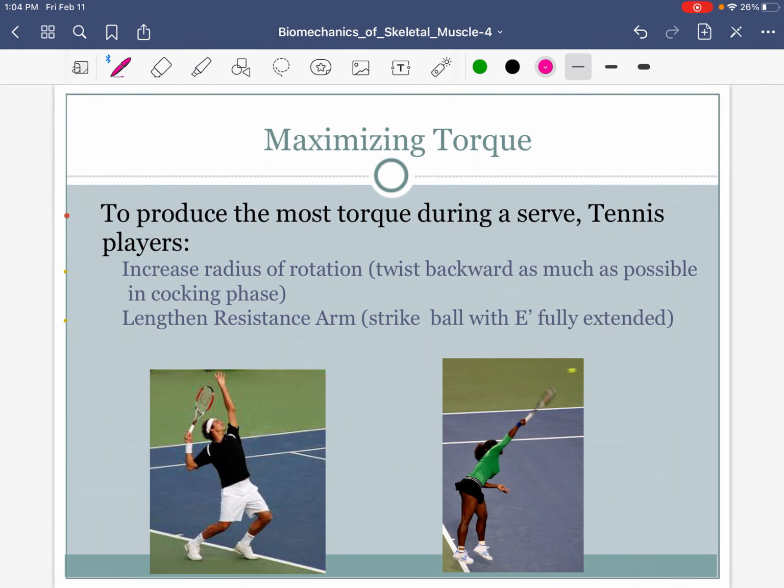Here's an example in tennis, right? The more that Roger Federer twists back, both in his trunk and the more he twists back this way, so more radius of rotation. And tennis players want to hit the ball when their arm is the straightest, because when their arm is the straightest, that's when it's longest.